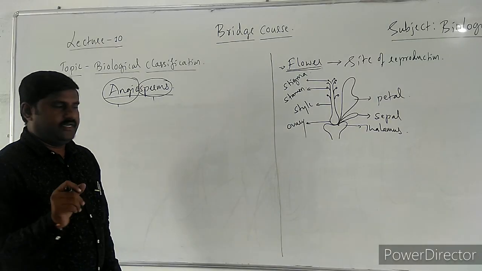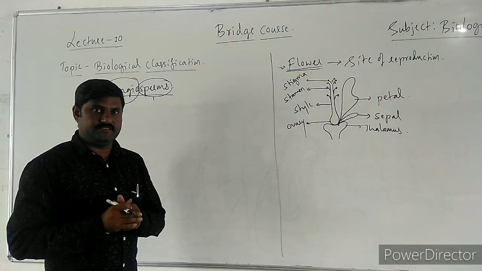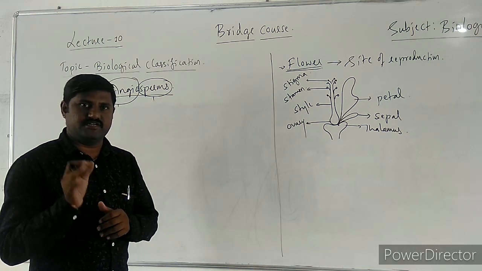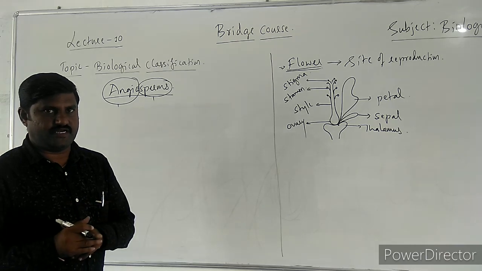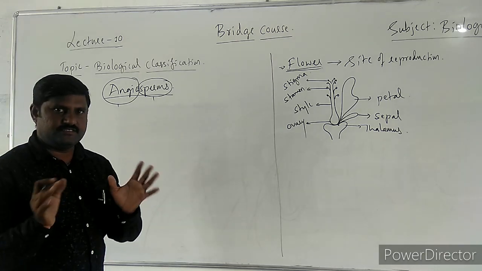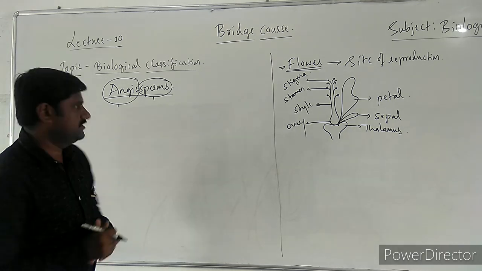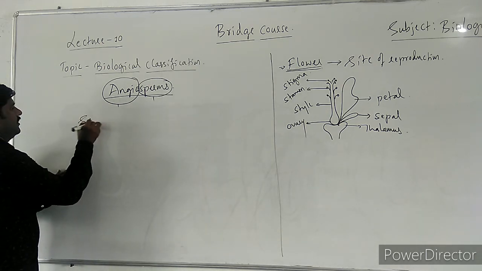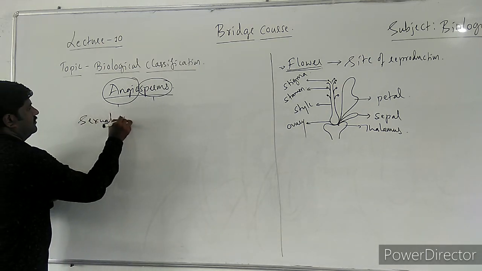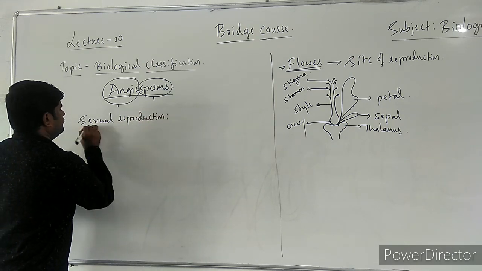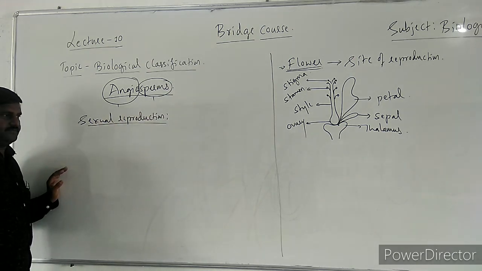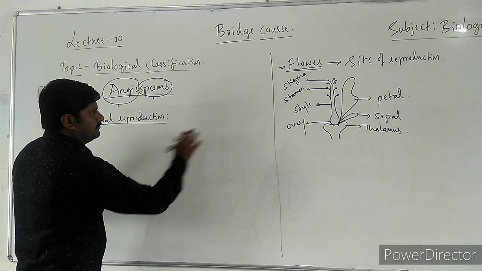Next important character in these plants is reproduction. How does reproduction take place? The sexual type of reproduction takes place in angiosperms. This is the thing I am going to explain. Sexual reproduction. Already we know.